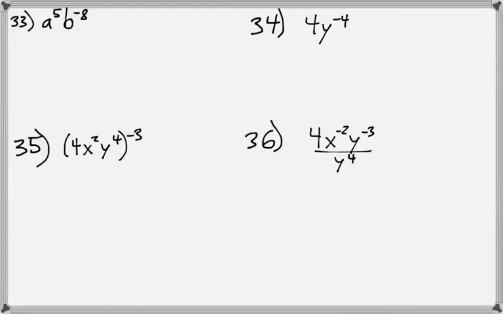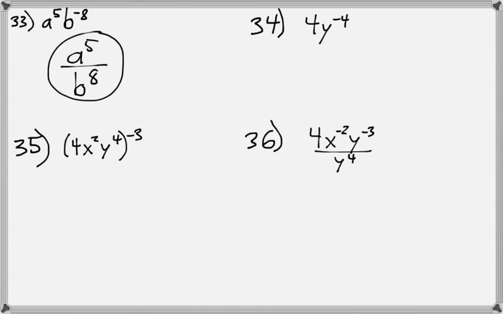With question 33, the a to the fifth is okay, but the b to the negative 8 is not okay. So I want to leave the a to the fifth on the numerator, but the b to the negative 8, I want to move that to the denominator and make it positive.